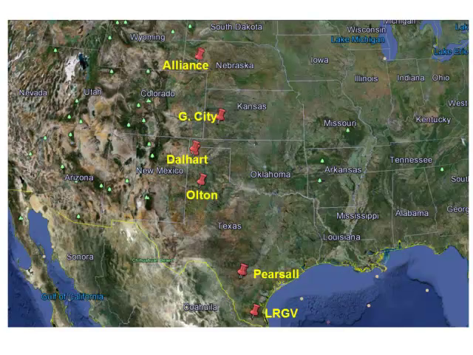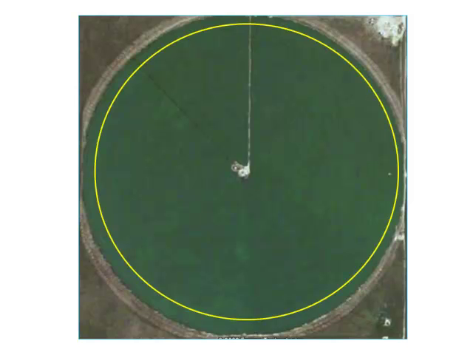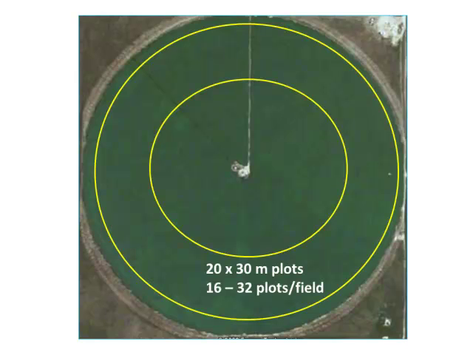So normally what we have is 2 fields in Lower Rio Grande Valley, 2 fields in Paetzold, Alton, Dalhart, Garden City, and then locations in Nebraska. And at each of these locations, we have weather stations where we can monitor changes in temperature. Since there is an edge effect, we do plots around the edges and then at the center, and we would have 16 to 32 plots per field. Each plot is 20 by 30 meters.